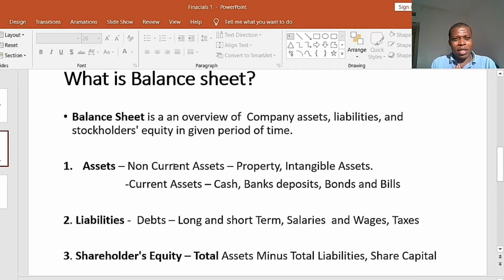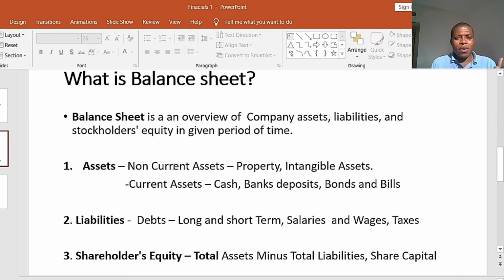So what is an asset? Maybe you know it, maybe you don't. An asset is any economic or viable or productive asset that you own. Maybe it generates income, or it can generate income in the near future. When you go to the balance sheet, you will find two main types of assets: non-current assets and current assets. Non-current assets are assets that are long term or that can generate income in the long term.